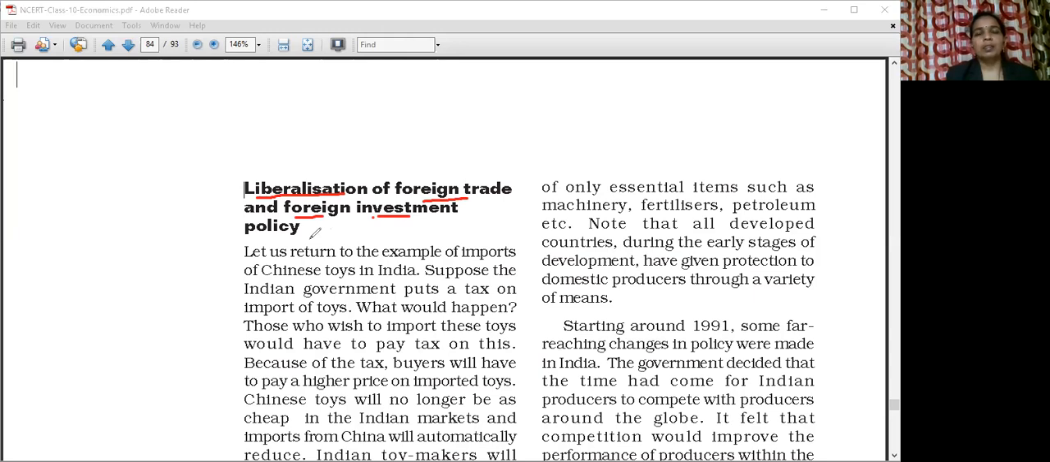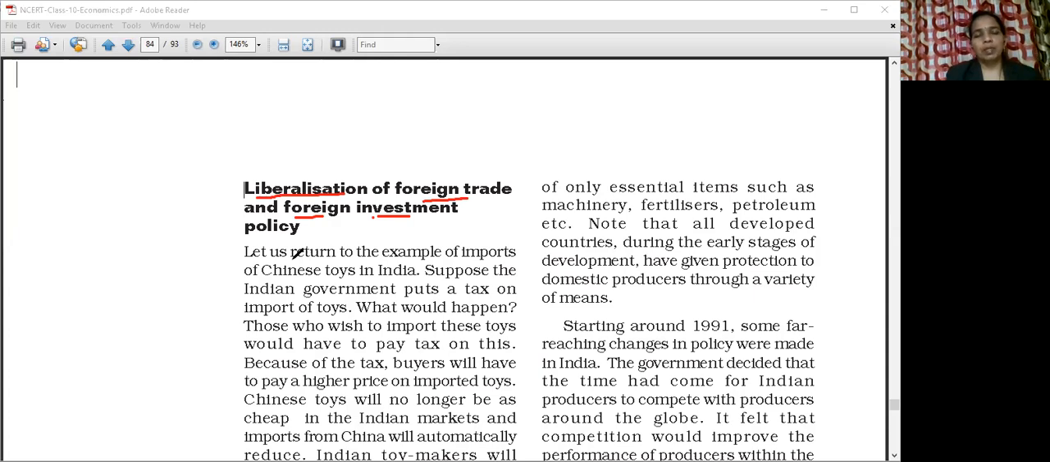How it enabled globalization, we will see here. The example given here is about China. In one example, we have seen how Chinese toys are flooded in the Indian market. What are the reasons for it? Why are these toys flooded in the Indian market? Because of the Indian government's policy about foreign trade.